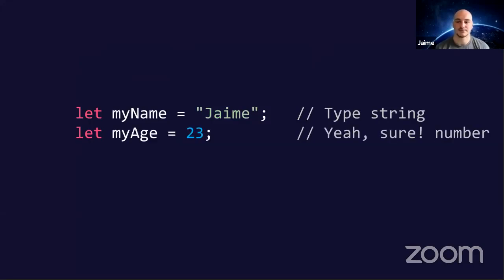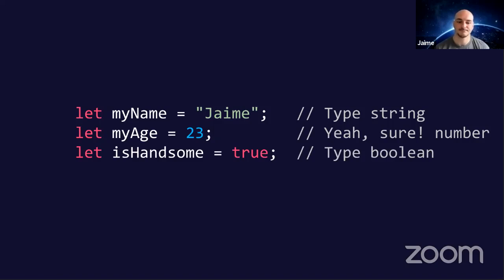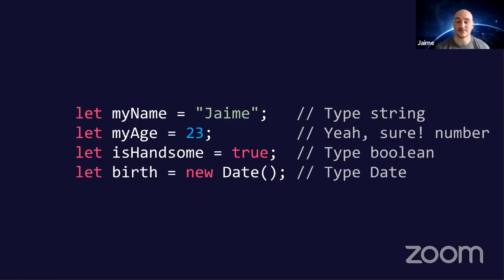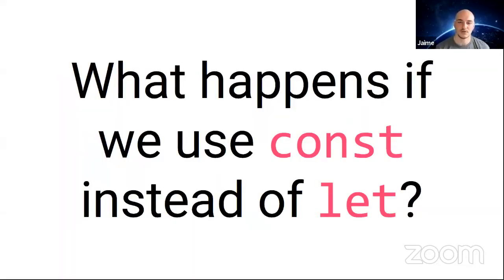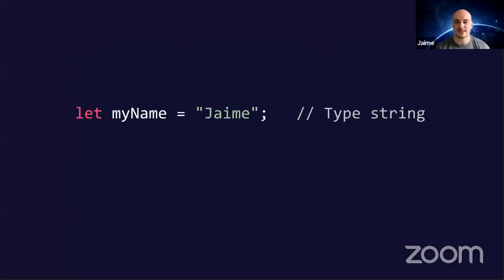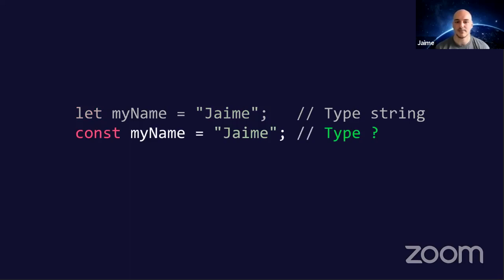And then we have, likewise, a number. The type inference is working. It's handsome, true, of course, I'm handsome. And then birth, we have a date. So what happens if we use const instead of let? What happens if instead of using let myName Jamie, I say const myName Jamie? And this is a question for the audience. Put it in the chat. What do you think the type is if I use const instead of let?